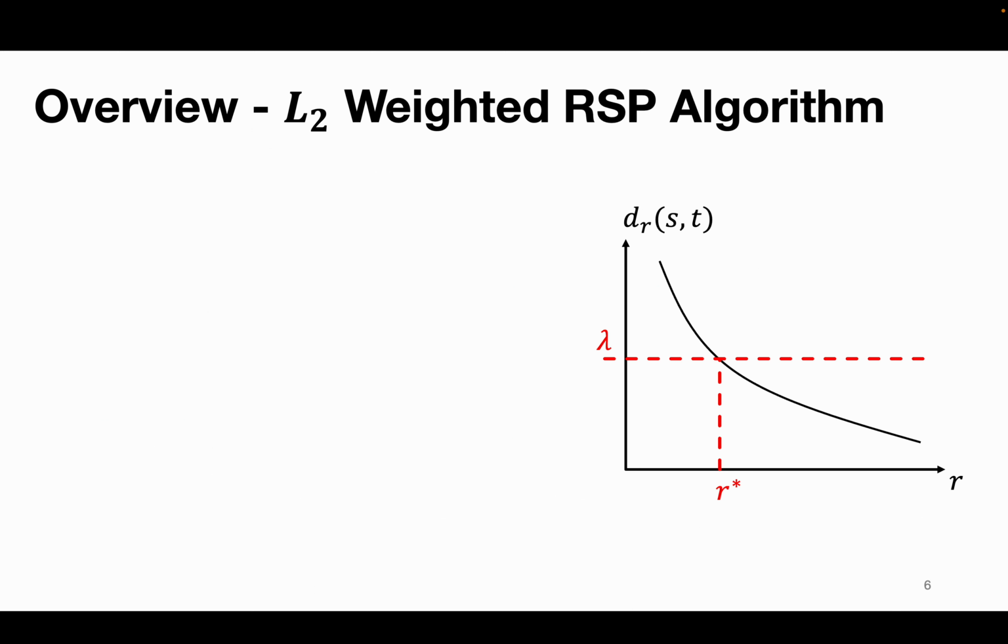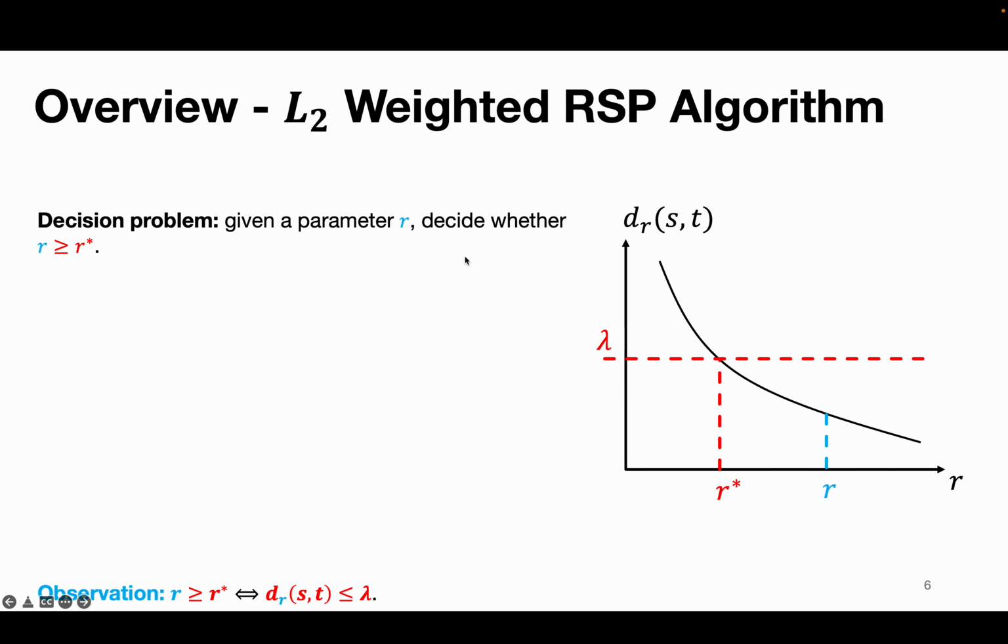We first give an overview of our algorithm. The basic framework is to first define a decision problem, which is, given a parameter r, we need to decide whether r is larger than or equal to r star. We have an observation that r is larger than or equal to r star if and only if the distance between s and t in the unit disk graph with respect to parameter r is less than or equal to lambda.